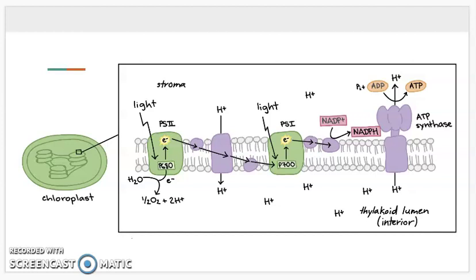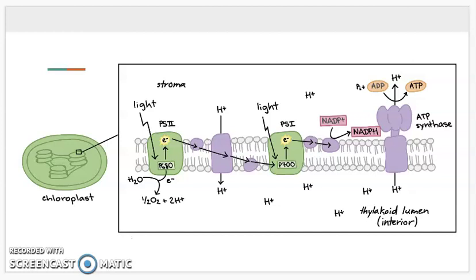And then the hydrogen ions diffuse across the thylakoid membrane through ATP synthase, which converts ADP into ATP. And that was the first stage.